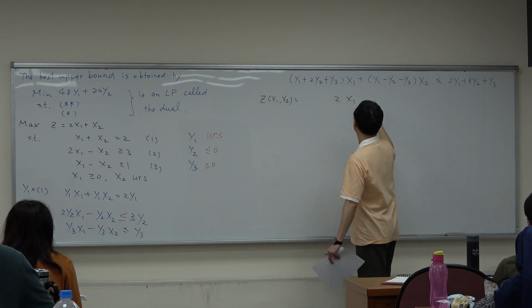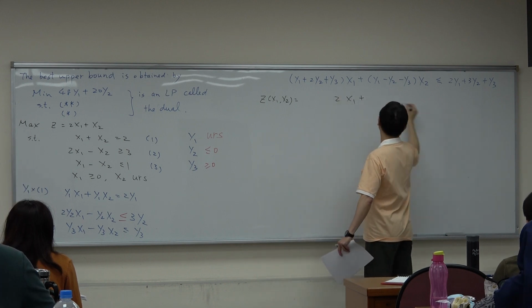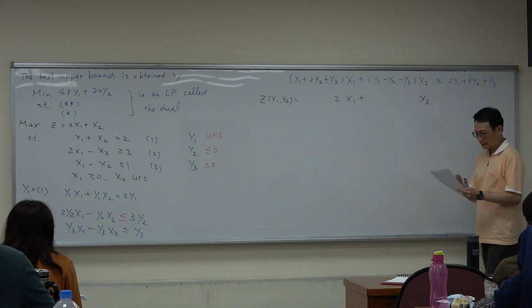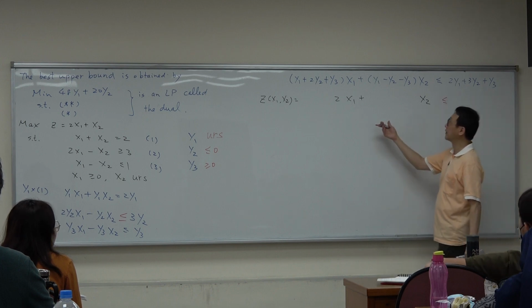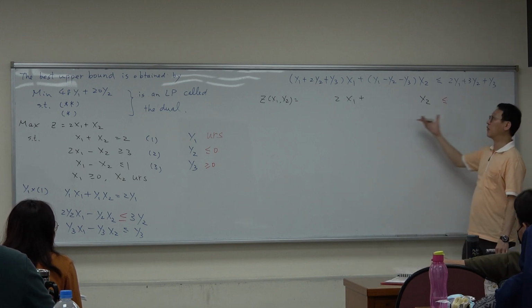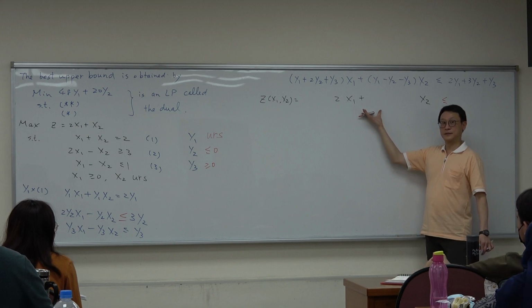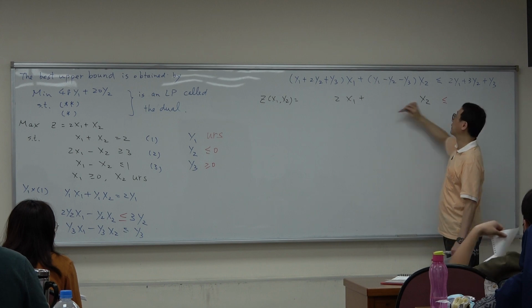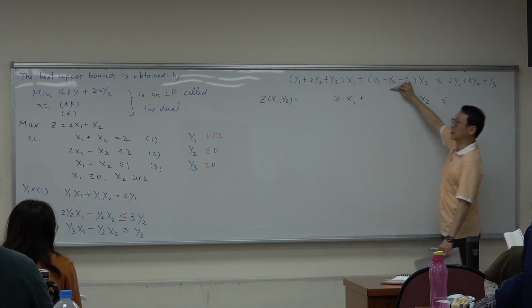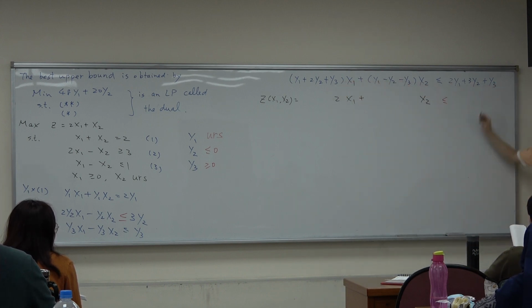2x1 plus x2. Right? Again, we need to construct the upper bound. So it means that I want to find the upper bound of this one, right? So it means that this one should be less than or equal to this one, and less than or equal to this one. Okay.